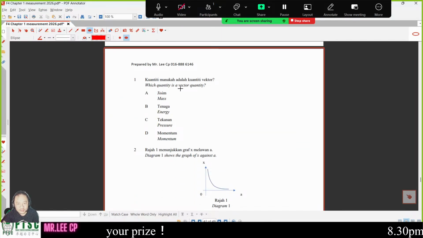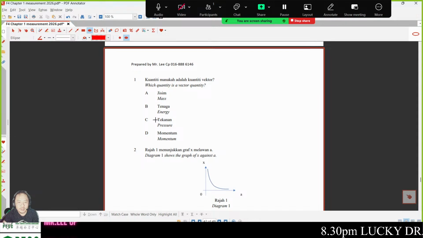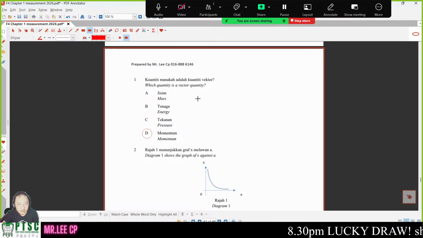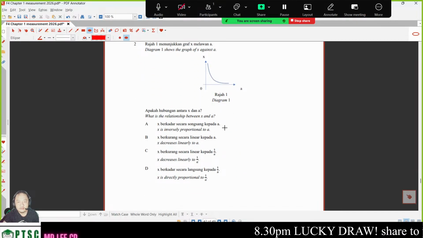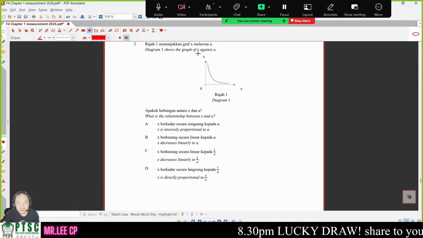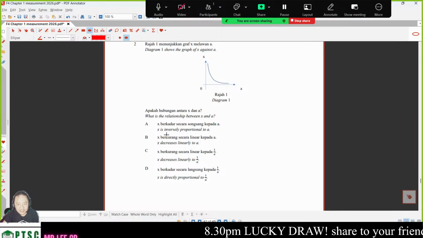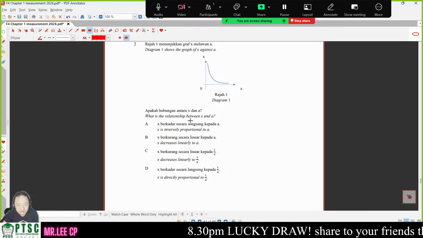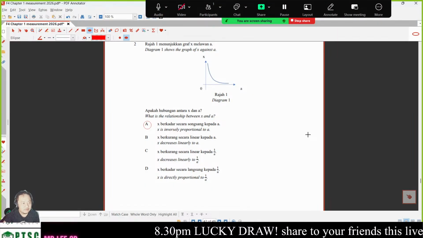Which of the following is a vector quantity? Mass is a base quantity. Energy, no direction, I'm sorry. Pressure, no direction. Only momentum has direction. A vector is the one that has direction. Diagram 1 shows a graph X against A. What is the relationship between X and A? X is inversely proportional.